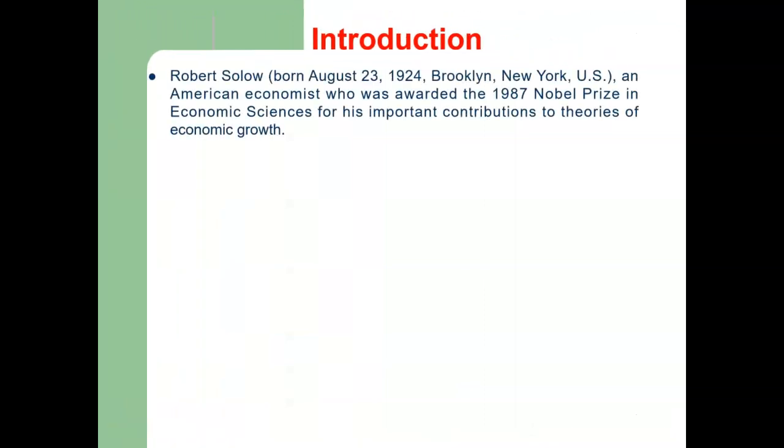Robert Solow was an American economist who was born on August 23, 1924, and he was awarded the 1987 Nobel Prize in Economic Sciences for his important contribution to the theories of economic growth. The Solow growth model is known as Solow's new classical growth model.